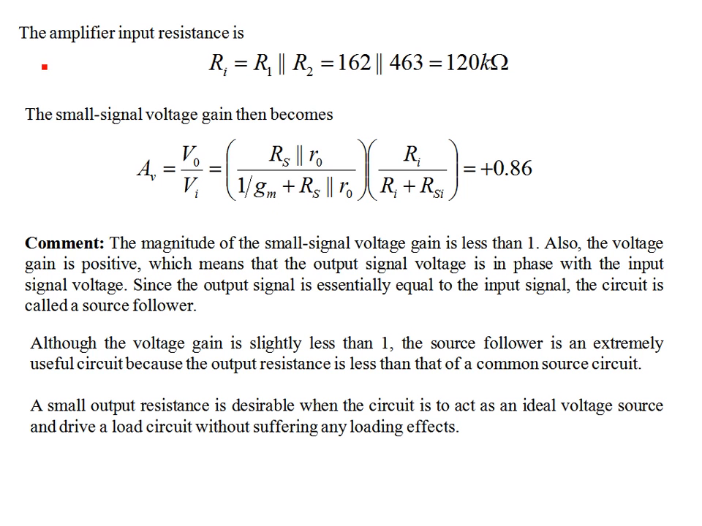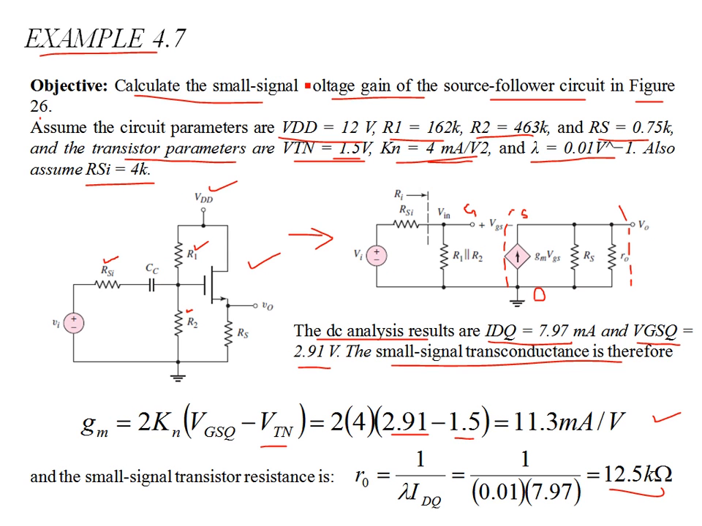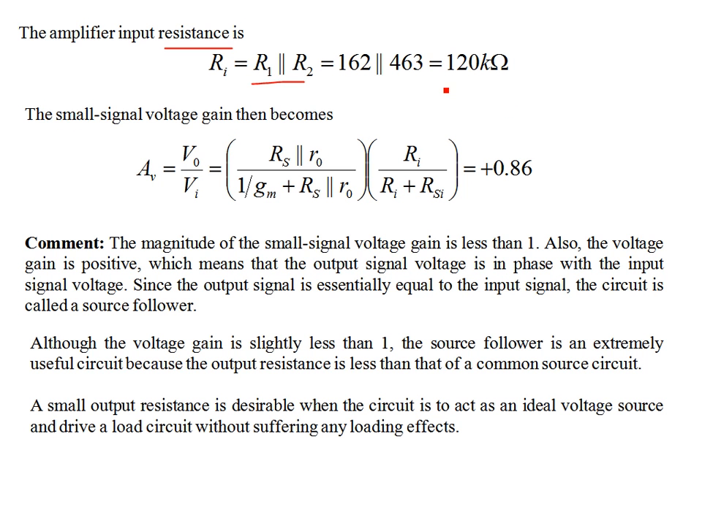Now the amplifier input resistance Ri is in terms of the biasing resistors R1 and R2, because these are going to come in parallel. So this is my Ri over here. It's easy to calculate, just calculate the parallel combination of R1 and R2. So this gives you 120 kilo ohms.